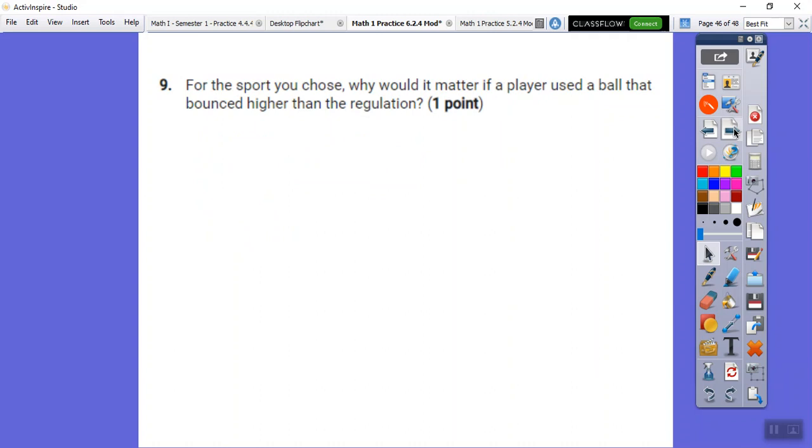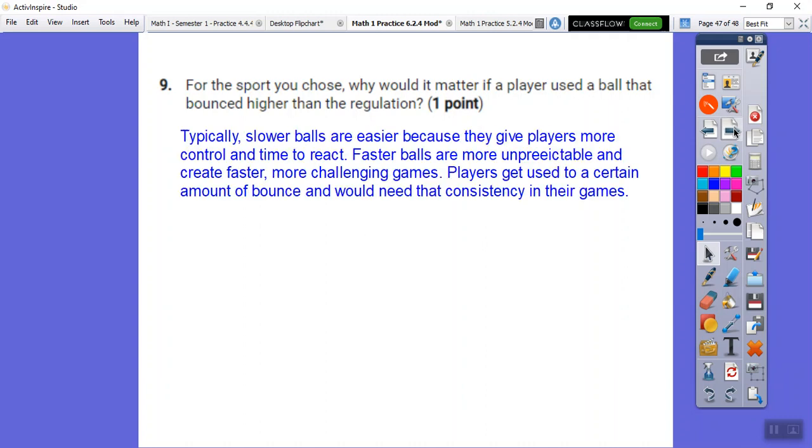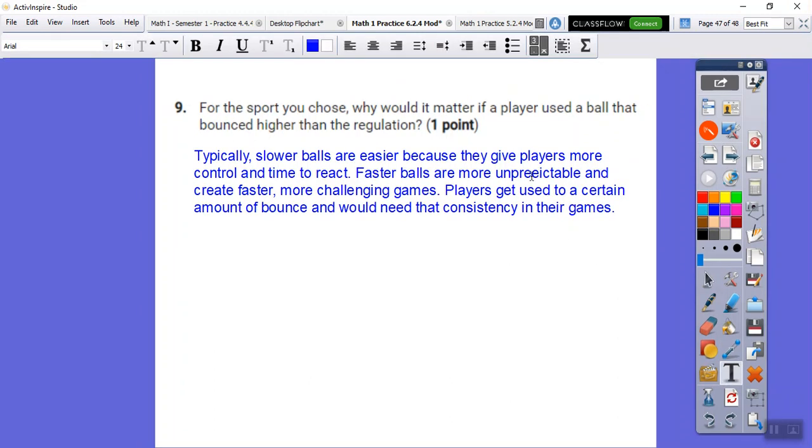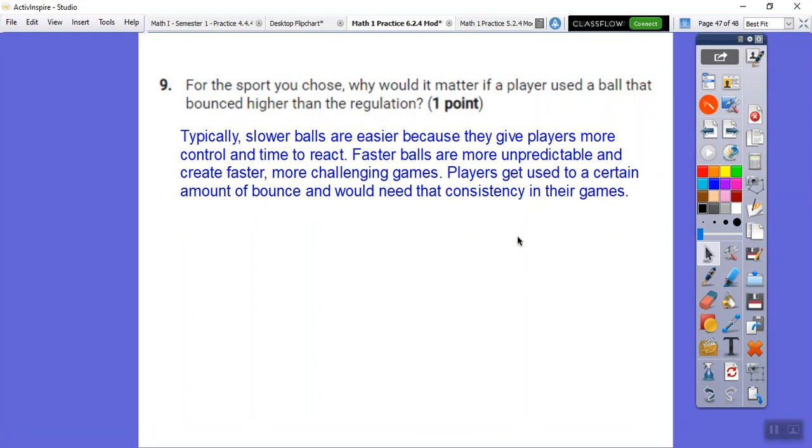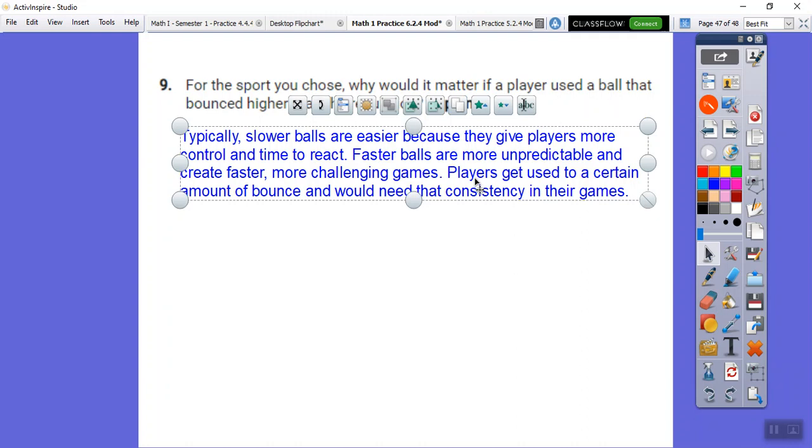So for the sport that we chose, which was basketball, why would it matter if a player used a ball that bounced higher than the regulation? Well, typically slower balls that have less inflation in them are easier to manage because they give players more control and time to react to the ball. Faster balls that are probably inflated much more are more unpredictable. They're just faster, and so it creates more of a challenge, and players get used to a certain amount of bounce, and they would need that consistency in their game.